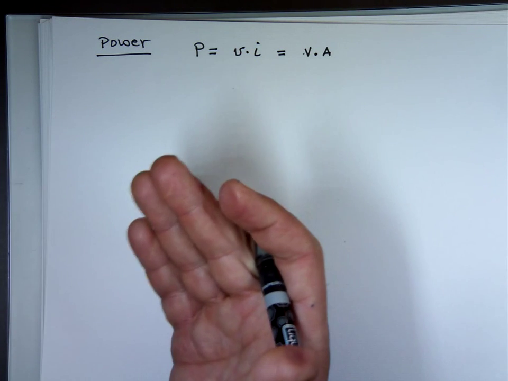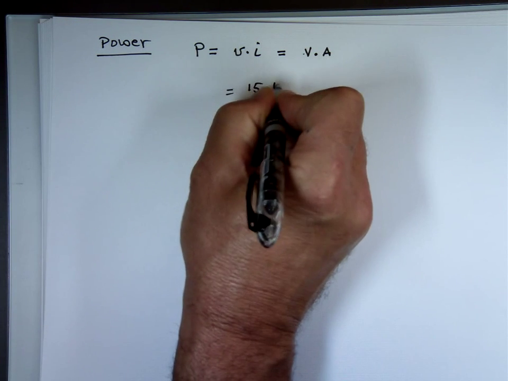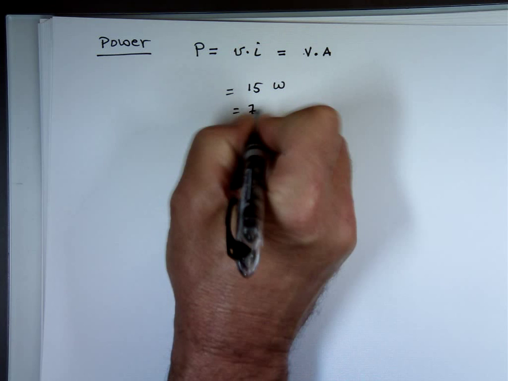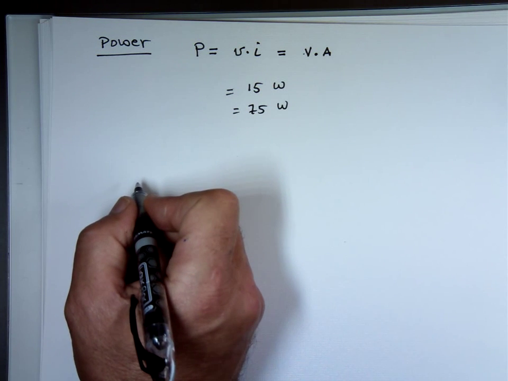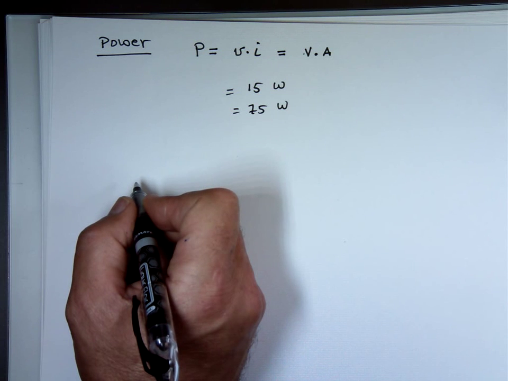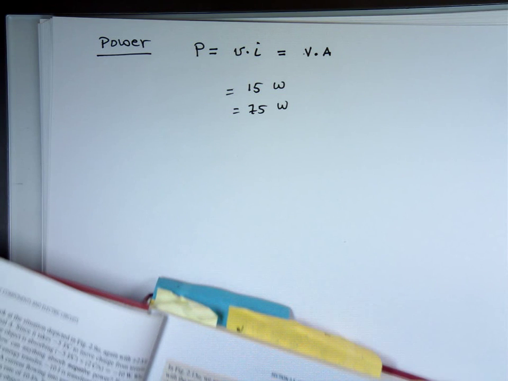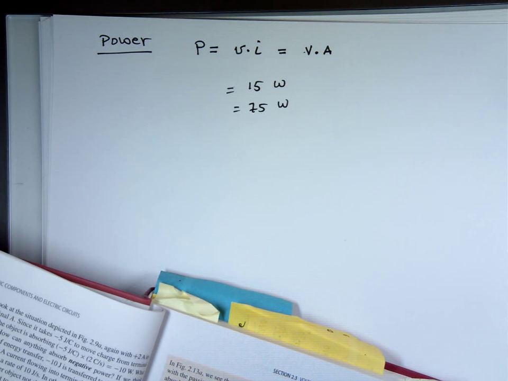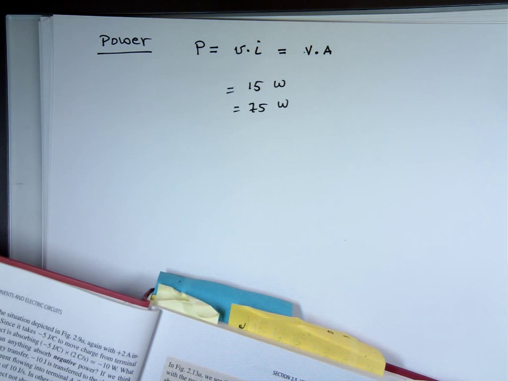So it says this is a 15 watt light bulb. This is a 75 watt light bulb. So we use W for watts. Now, power can be positive and power can be negative. If it's positive, it means it's absorbed. If it's negative, it means it's being supplied. And how do we know if it's positive versus negative? Here is the scenario for that.